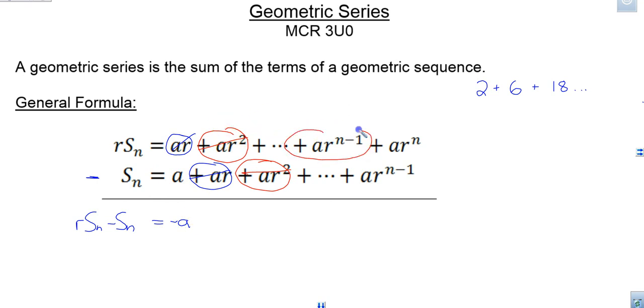Now here we have ar to the power of n minus 1. We'll cancel out that one on the bottom. So we're left with one more term. We're left with plus ar to the power of n on top.